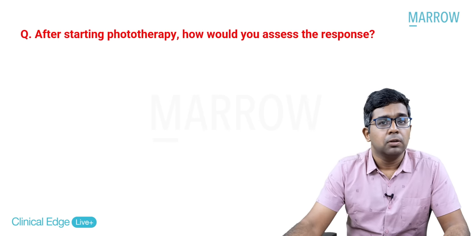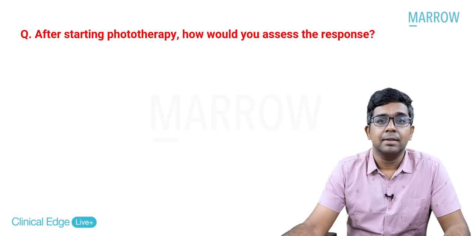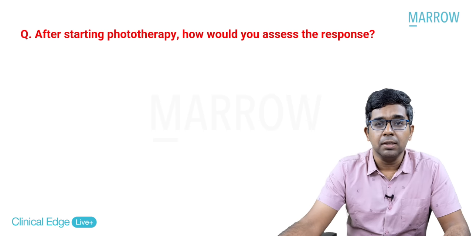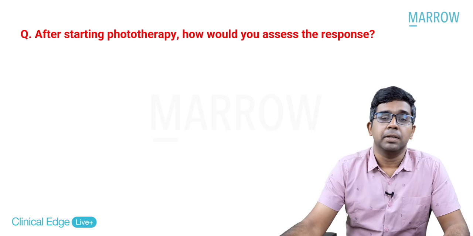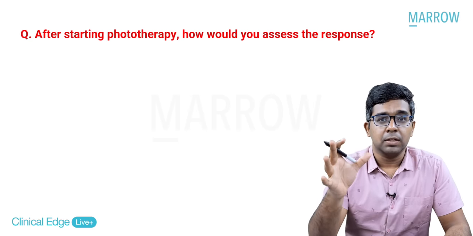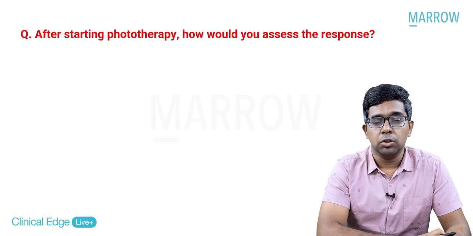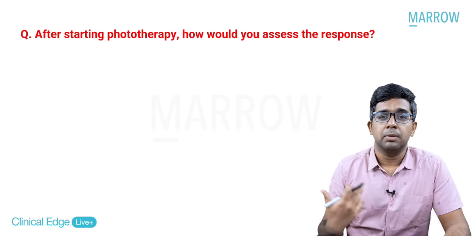Now let's imagine that this baby was shifted to a hospital and in the hospital evaluation was done and the treatment was started. I think all of you know the common mode by which we treat pathological jaundice would be phototherapy. Look at the situation. After starting phototherapy, how would you assess the response? Okay, that means how will you see that the baby's jaundice is coming down? See, the common way by which we assess jaundice initially would be visual assessment, where we look at the baby and see which part of the baby's body is having jaundice, like the face or chest, abdomen, like that.